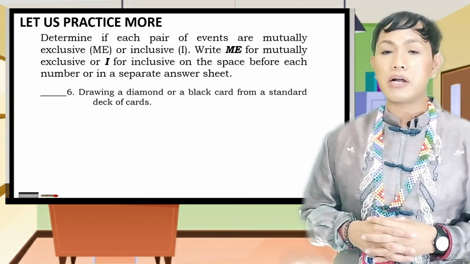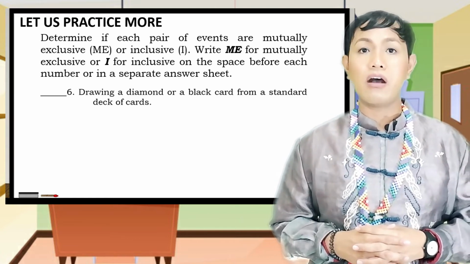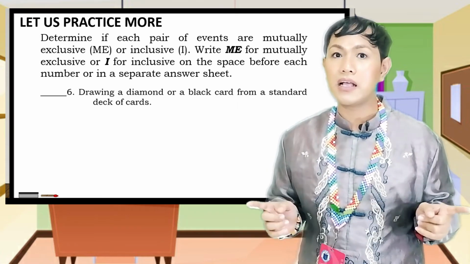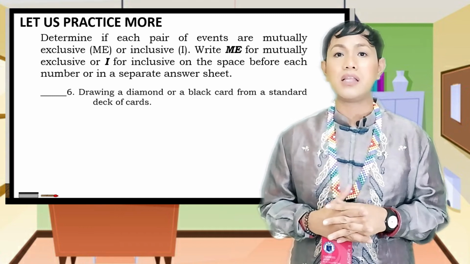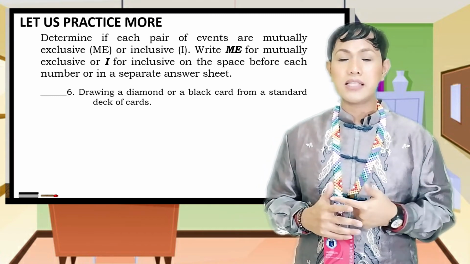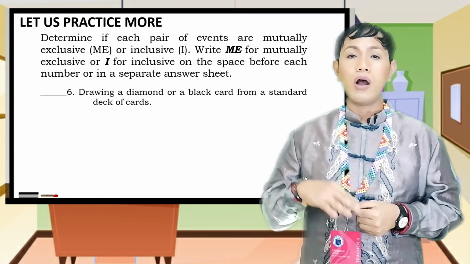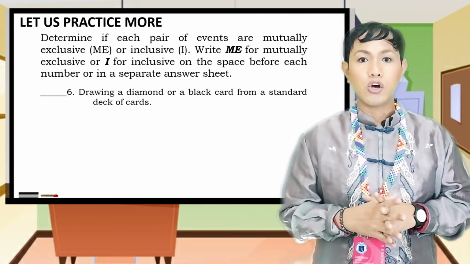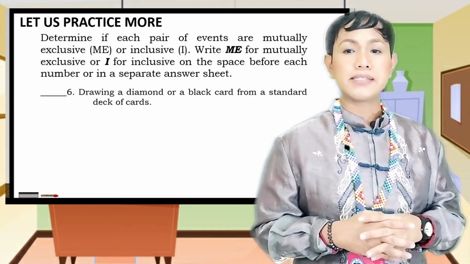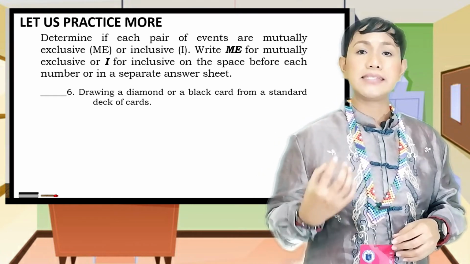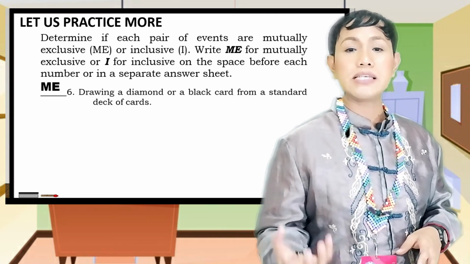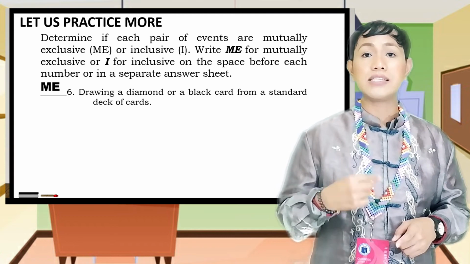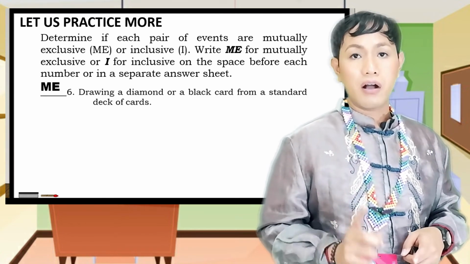Drawing a diamond or a black card from a standard deck of cards. Is it ME or I? ME does not mean mechanical engineer here, or I doesn't mean industrious. ME again stands for mutually exclusive. I, on the other hand, stands for inclusive. So, for drawing a diamond or a black card from a standard deck of cards, this is an example of a mutually exclusive event for a very obvious reason: you do not have a diamond which is black in a standard deck of cards.